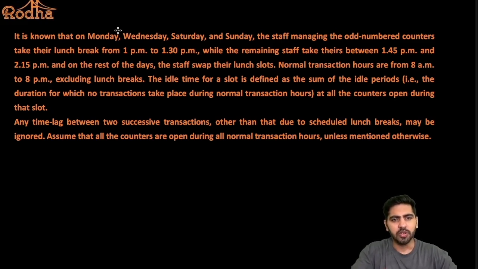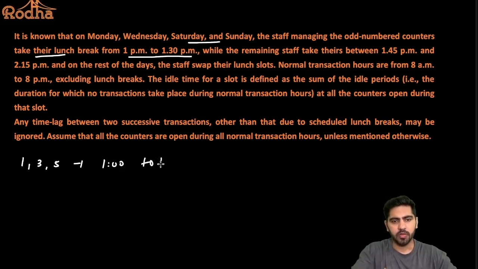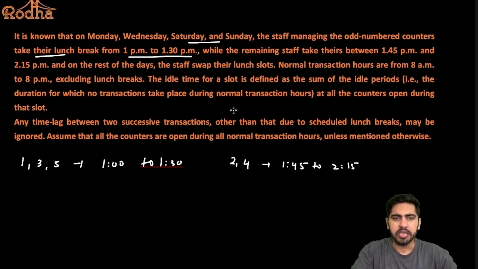So it says that it is known that on Monday, Wednesday, Saturday, and Sunday, the staff managing the odd number counters take a break from 1 p.m. to 1:30 p.m. So the staff managing the odd number counters, that is 1, 3, and 5, have their break from 1 to 1:30 p.m., while the remaining staff take their breaks from 1:45 to 2:15. So counters 2 and 4 take their break from 1:45 to 2:15 p.m.